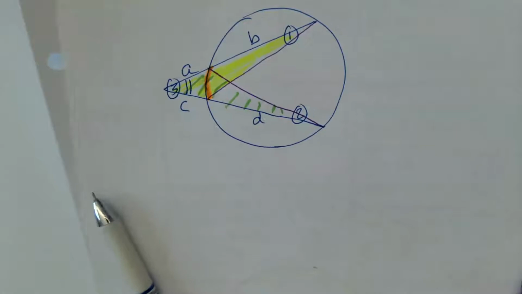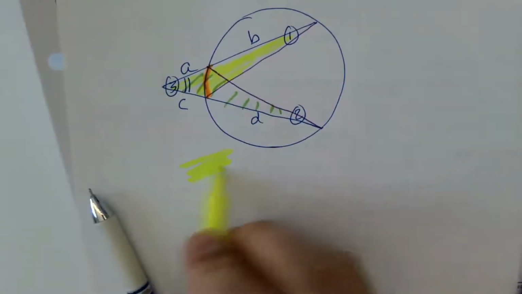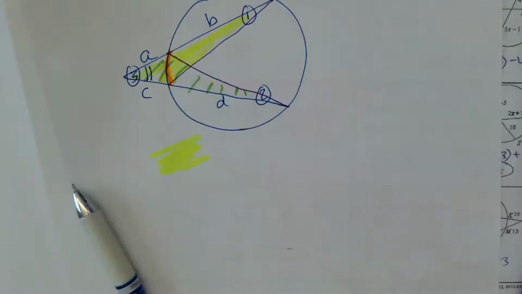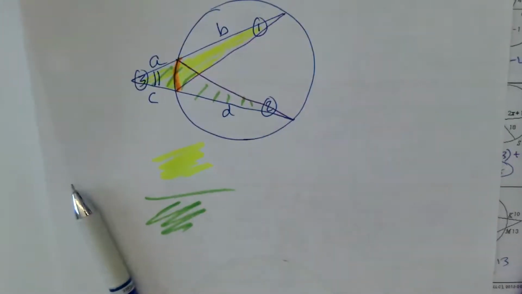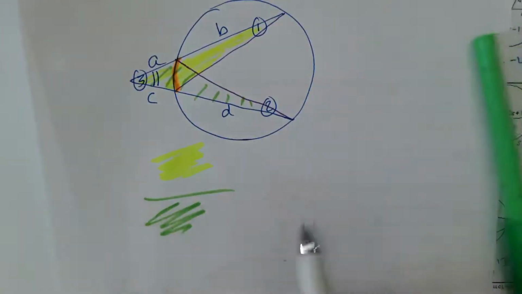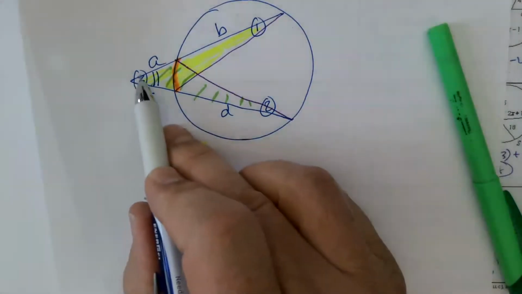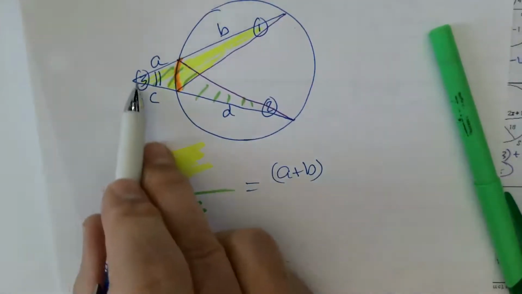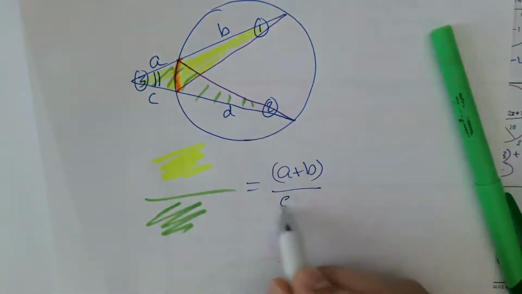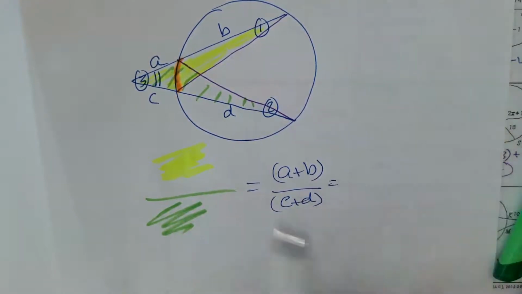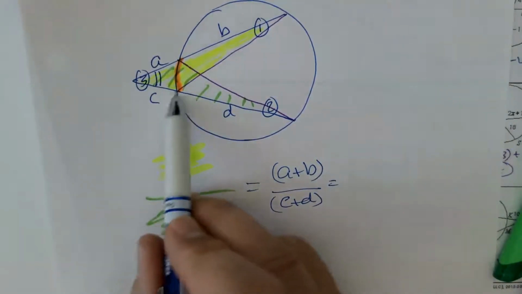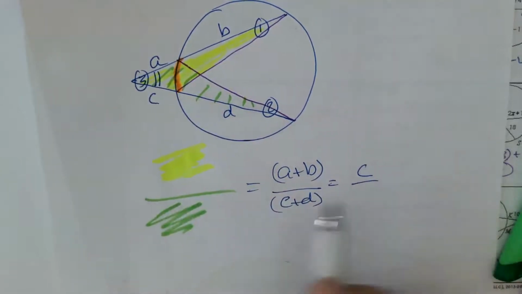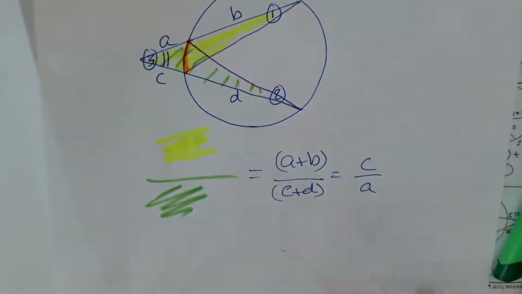So what I'm going to set up is that the yellow triangle is to the green triangle, right? And I'm going to choose some corresponding parts. So in the yellow triangle, I'm going to choose the long side, A plus B. And that means in the green triangle, I also have to choose the long side, C plus D. And now in the yellow triangle, I'll choose the short side. And then in the green triangle, I'll choose its short side. And again, I'll cross multiply.